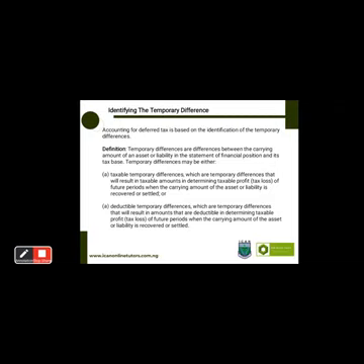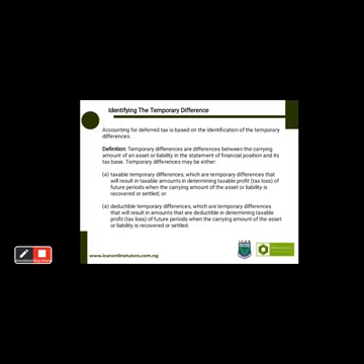Just like the word says, temporary differences are differences that can be settled in the future, while permanent differences are irreversible. So for the context of this standard, we will talk more about temporary differences. Temporary differences are differences between the carrying amount of an asset or liability in the statement of financial position and its tax base, which is what we have just done now.